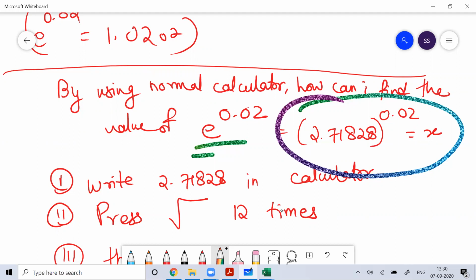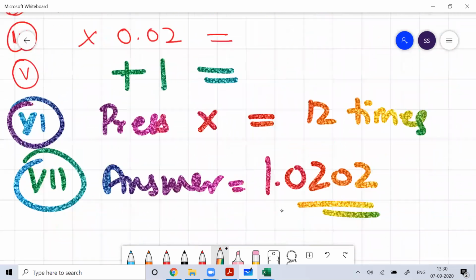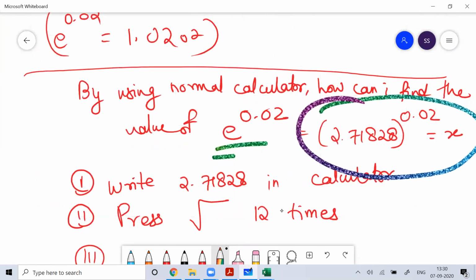into equal to sign 12 times. If you do this, you will get the answer, that is 1.0202. So remember this step. With this, you can perform any calculation in a normal calculator without using a scientific calculator.